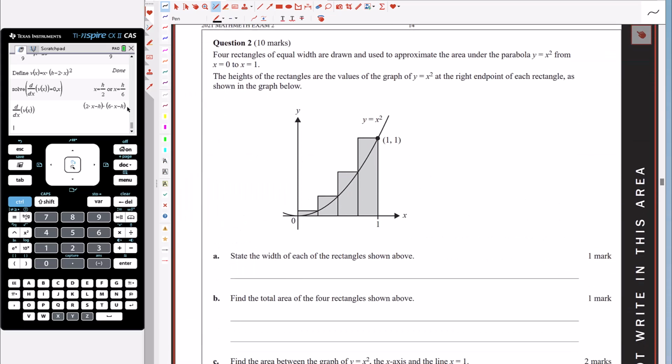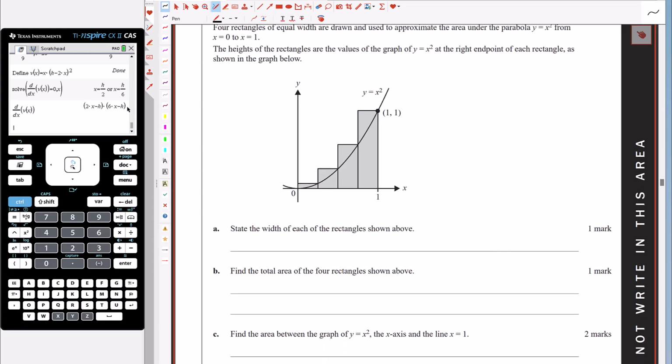Question 2. 4 rectangles of equal width are drawn and used to approximate the area under the parabola y equals x squared from x equals 0 to x equals 1. The heights of the rectangles are the values of the graph of y equals x squared at the right endpoint of each rectangle as shown in the graph below. Okay, it's very explicit. We should have known all of that information. State the width of each of the rectangles shown above. Okay, so if there's 4 rectangles of equal width and they're spanning from 0 to 1, then each rectangle is going to have a width of 1/4 or 0.25.